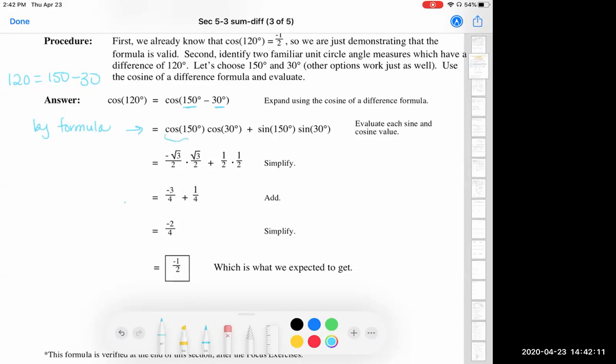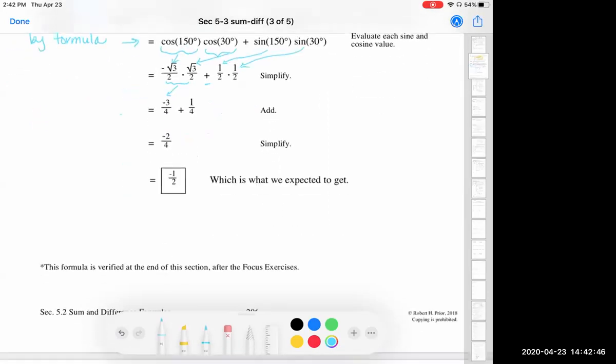So make sure you have your unit circle handy. Cosine of 150 is negative square root 3 over 2. Cosine of 30 is radical 3 over 2. Plus sine of 150 is 1/2 and sine of 30 is 1/2. All right, from there we just add our fractions and multiply. So for our first one, we get radical 3 times radical 3 is just 3. And we have that negative over 4 plus 1 over 4, we get negative 2 over 4. We simplify, we get negative 1/2.